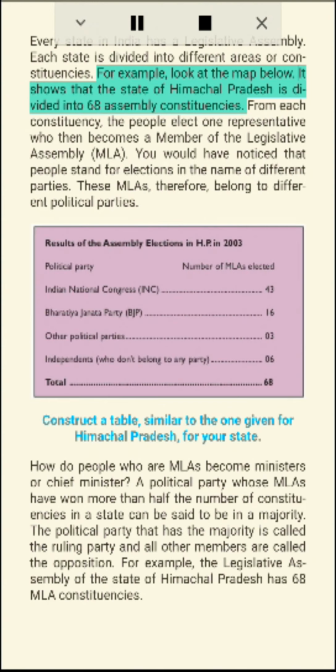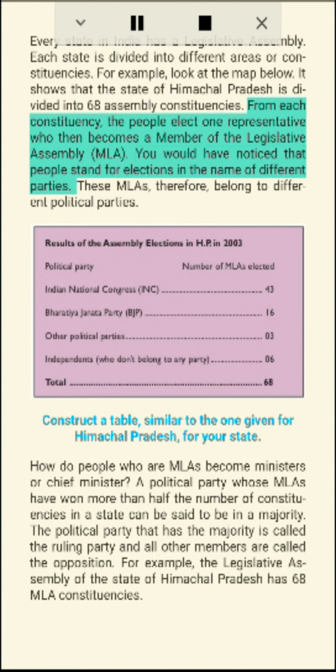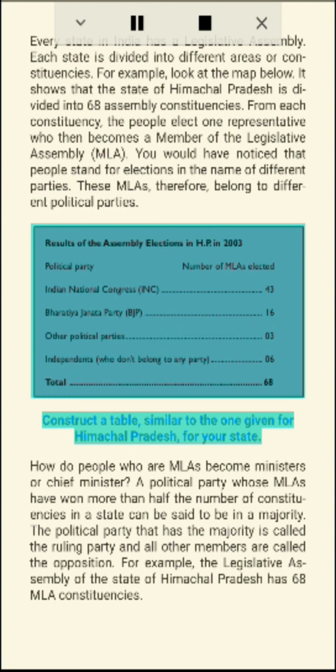Every state in India has a legislative assembly. Each state is divided into different areas or constituencies. For example, look at the map below. It shows that the state of Himachal Pradesh is divided into 68 assembly constituencies. From each constituency, the people elect one representative who then becomes a member of the Legislative Assembly, MLA. You would have noticed that people stand for elections in the name of different parties. These MLAs, therefore, belong to different political parties. Construct a table, similar to the one given for Himachal Pradesh, for your state.